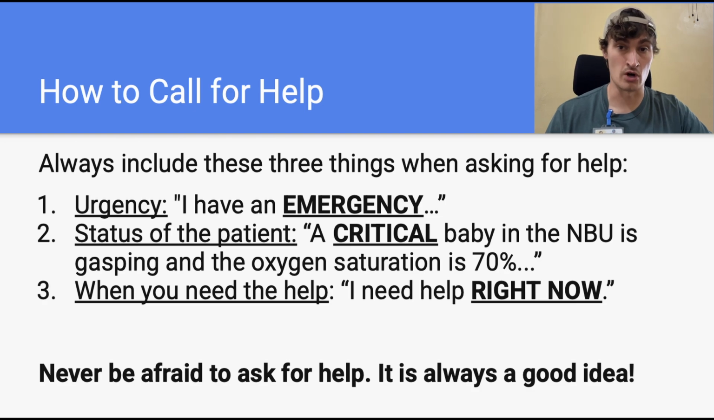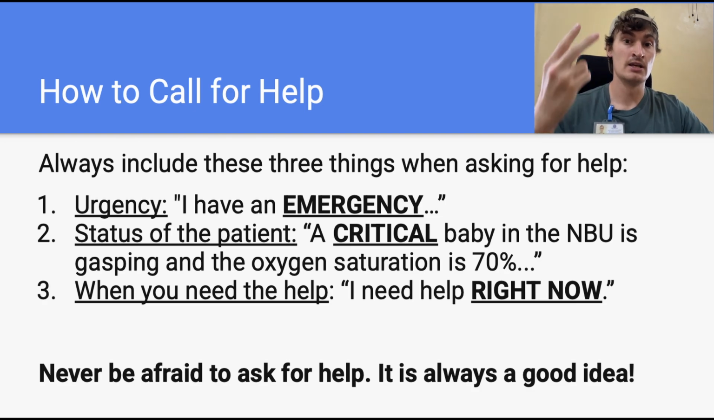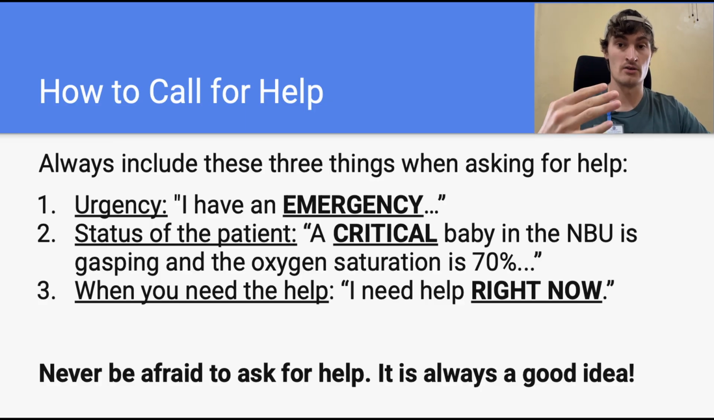So those three things are the urgency of the situation, the status of the patient, and when you need the help. Okay? So those three things need to be included every time you ask for help so that there is no confusion about the situation. There's no confusion about what is happening, when you need the help, is it an emergency or not. This alleviates all of that confusion, okay? So urgency as number one, status of the patient is number two, when you need the help is number three.